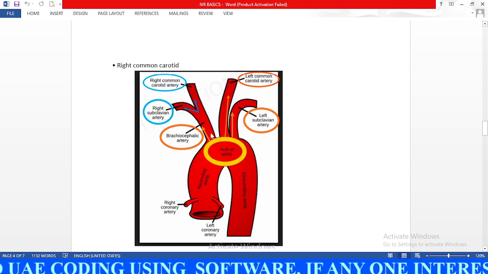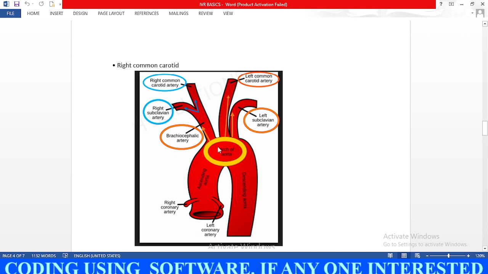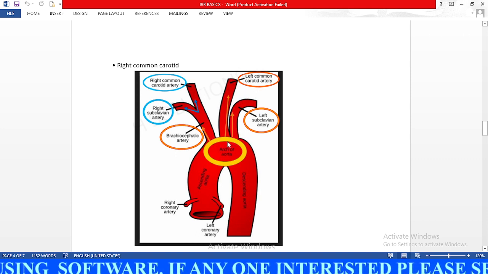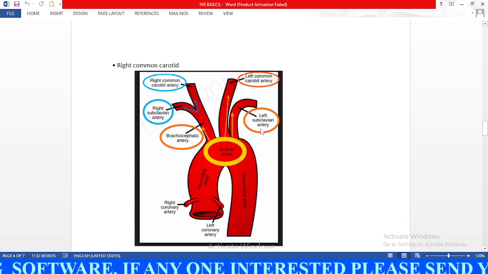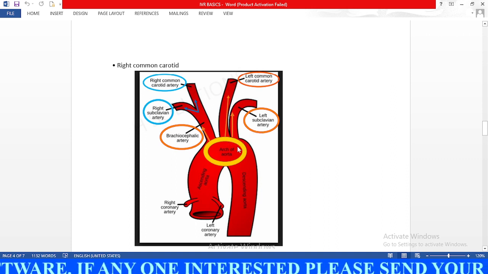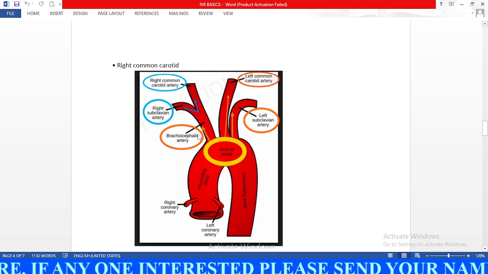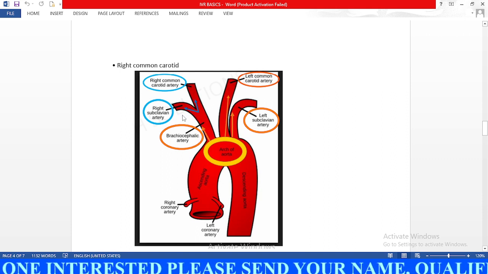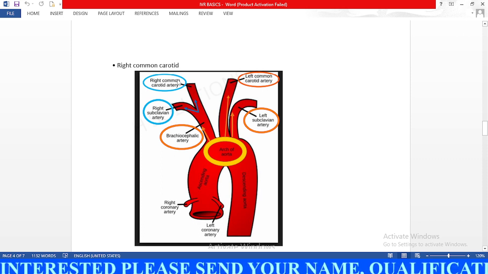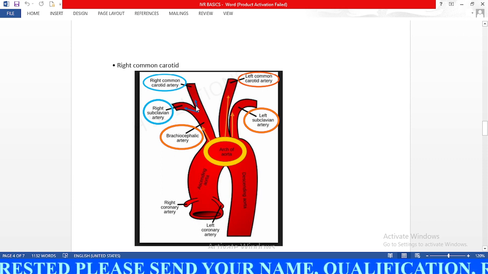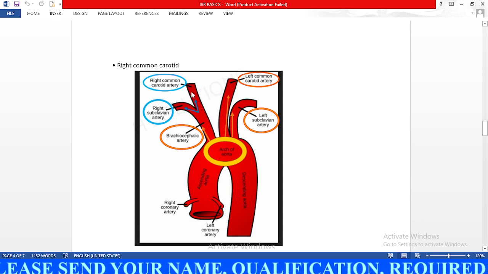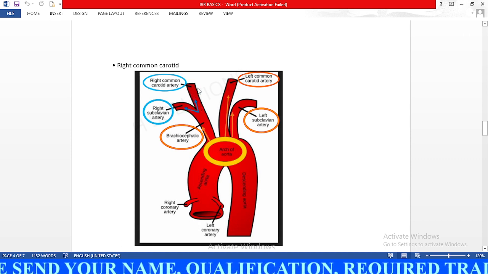The brachiocephalic artery comes directly from the aorta, and the common carotid artery also came directly from the aorta, and the left subclavian artery also came directly from the aorta. For example, if you take the brachiocephalic artery, it divides into the right subclavian artery and right common carotid artery. So these are the second order vessels. These second order vessels divide into third order vessels.